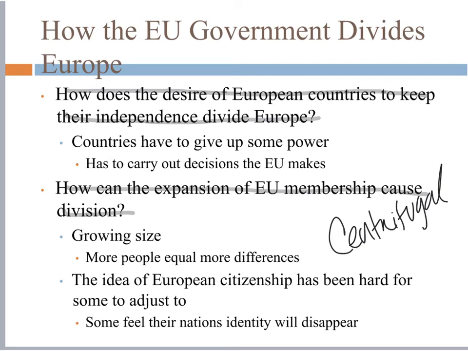Some people feel that their nation's identity will disappear. They say, I'm French, not European. I'm German, not European. I'm not the same as the German. I'm not the same as the French. I'm this, I'm that. And so the idea that they're all trying to work together can cause some animosity.